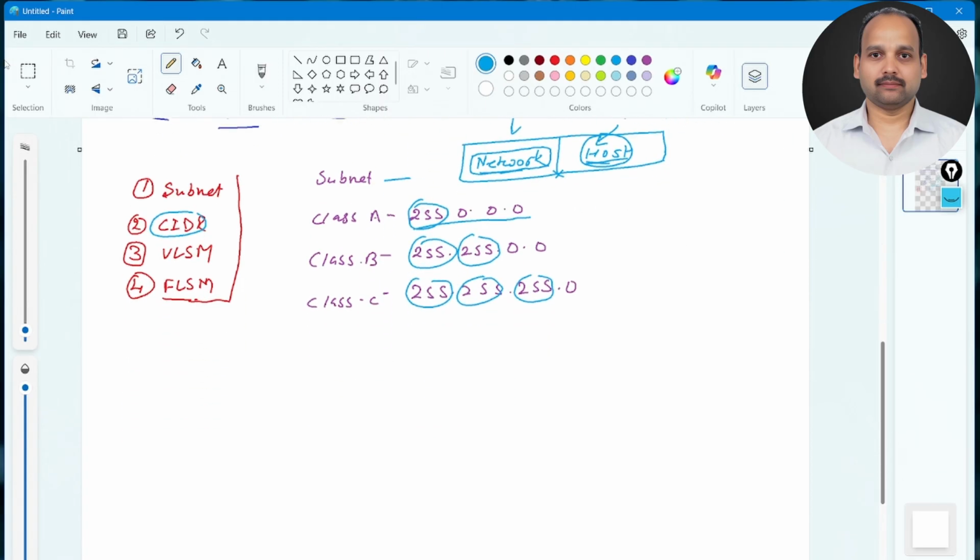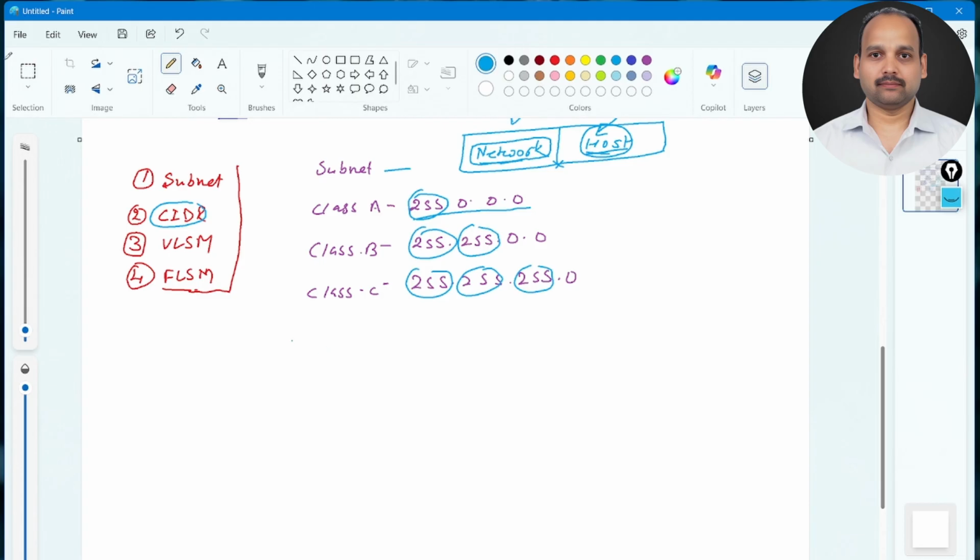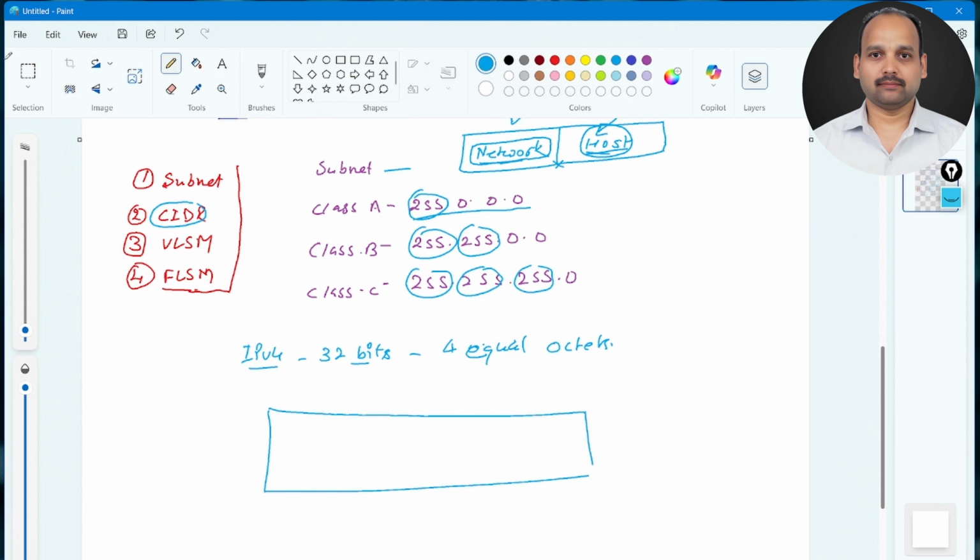If you recall from the day one class, I told you that an IP address version 4 is written in 32 bits, and it is divided into 4 equal octets. So this is the 4 octets, 1, 2, 3 and 4, and every octet will be 8 bits: 8 bits, 8 bits, 8 bits and 8 bits.